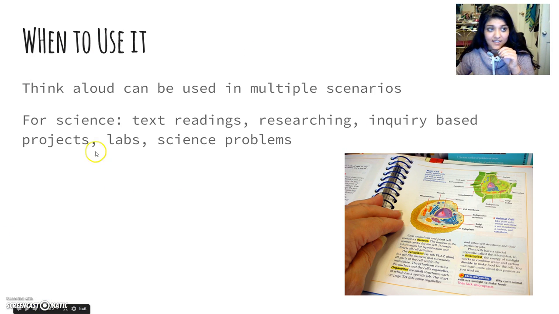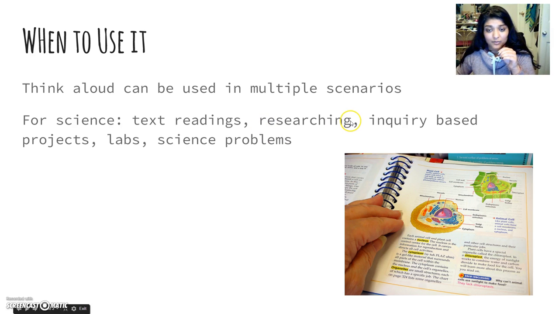So for a science context, it can be used when you're reading text. You would be explaining to students, how do I read this text? Am I looking at the figure while I'm reading? Am I reading and then looking at the figure? Am I relating the figure to the reading? Am I looking at the key terms? Am I breaking down the key terms? And so reading is an active process. However, students don't know this until it's modeled for them. So it's very important to model how we read.